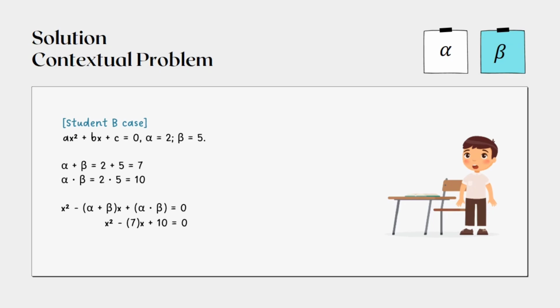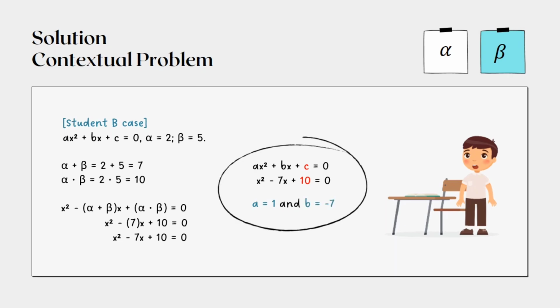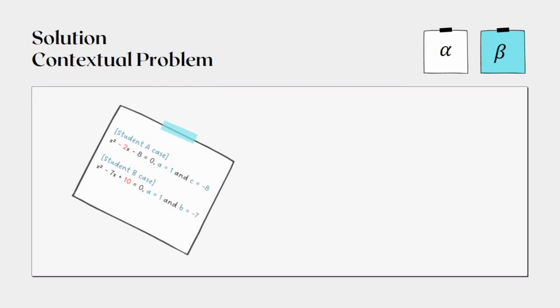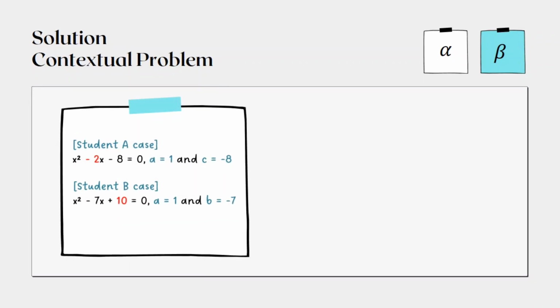So we get the quadratic equation x squared minus 7x plus 10 is equal to 0. Because in this process student B got the wrong c, the value of a is equal to 1 and b is equal to -7. Well, it turns out that we can use the two formulas in this problem. For student A's case, the correct values are a equal to 1 and c equal to -8. For student B's case, the correct values are a equal to 1 and b equal to -7. So from the two conclusions, we get that a is equal to 1, b is equal to -7, and c is equal to -8.